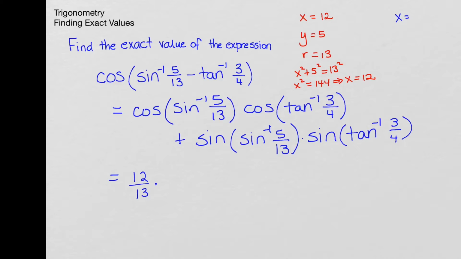I've got x equals 4, y equals 3, because we're working with tangent. And so then what does r equal? Well, 4 squared plus 3 squared is r squared. And so we get 25 equals r squared, and r equals 5. And of course r is always positive, so that's easy. Okay, so now I want the cosine of the tangent inverse of 3/4, and that would be 4/5.